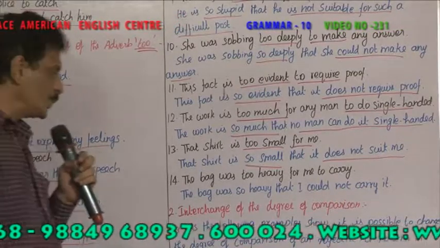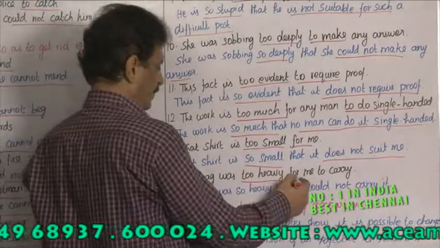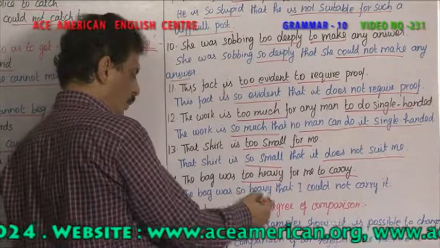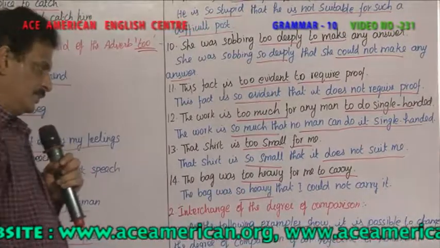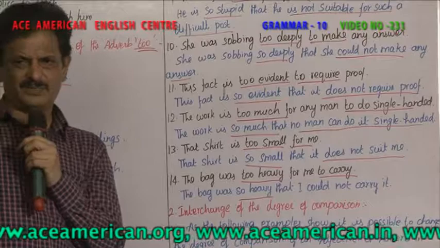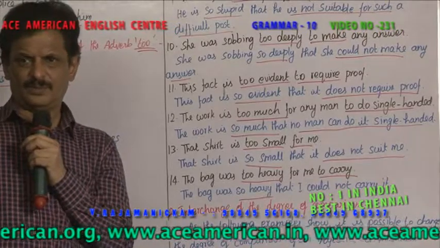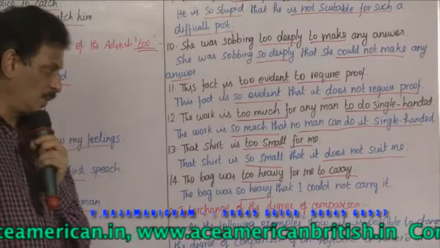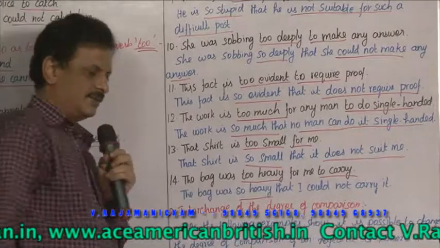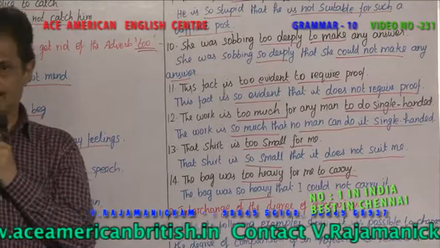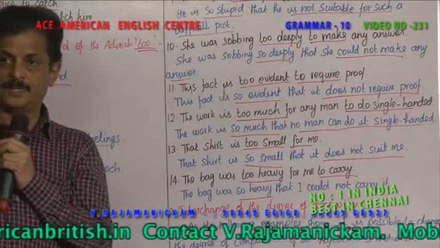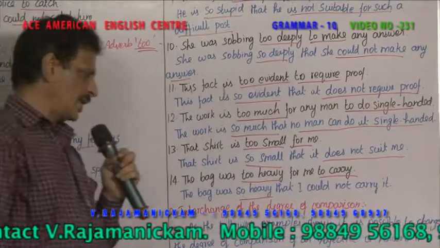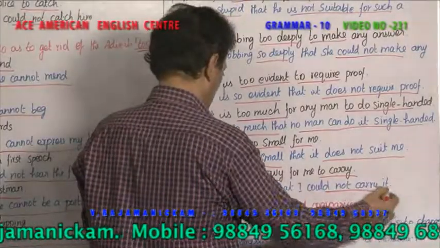The bag was too heavy for me to carry. The bag was so heavy. What do you mean by so here? So, because of. So, once again, so heavy. This so is different, isn't it? Slightly. This is an adverb. So is a conjunction. This so comes as an adverb. So heavy that I could not carry it.